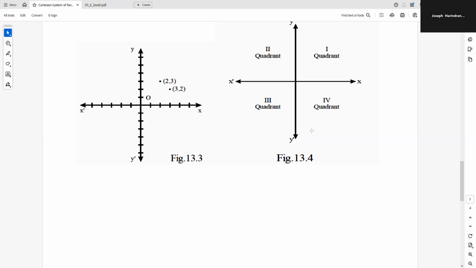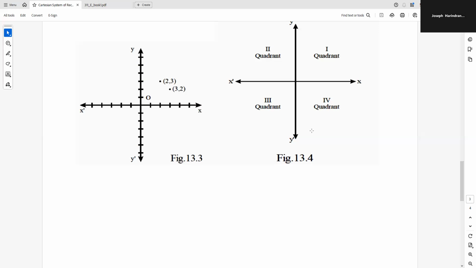All the points are referred to with reference to this point, the origin, 0, 0, and other points are taken from this reference point. We take the points as x coordinate, y coordinate. We represent it in brackets. The first one is called the x coordinate, separated by a comma, then we have the y coordinate.